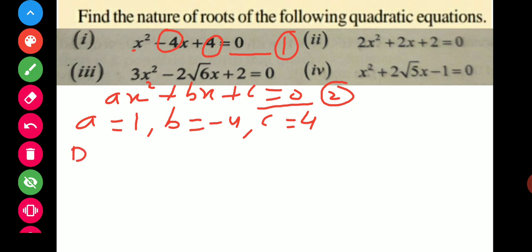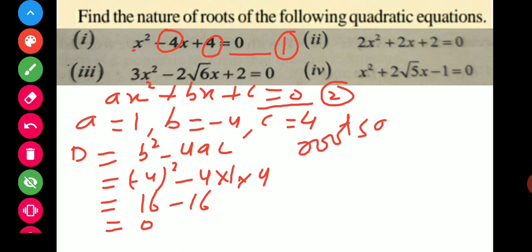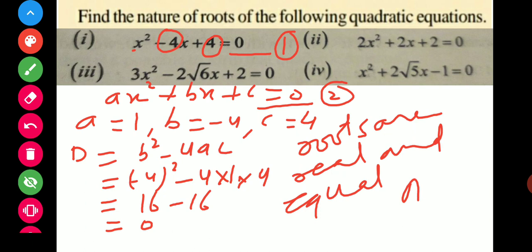So find the discriminant. The formula is b square minus 4ac. b is given as minus 4 whole square, minus 4, a is 1 and c is 4. So what will happen? It is 4 fours are 16 and minus 4 fours are 16. So that is 0. That means roots are real and equal. So you can write roots are real and equal. So that is your answer.